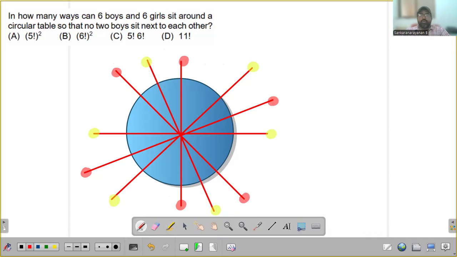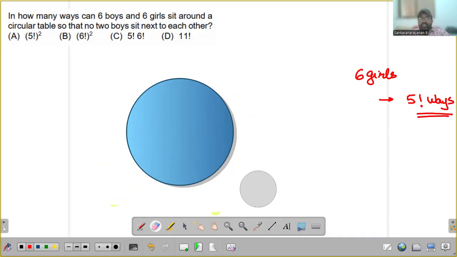Okay. So let us bother about the situation where these 6 girls don't have any constraint, right? So we can consider that these 6 girls, let us arrange them first, because they don't have any constraints. These 6 girls can be arranged all together in 5 factorial ways, right? Let us focus only on arranging the girls. Let's not right now focus on arranging the boys. Okay. So that's the best way to do this question.